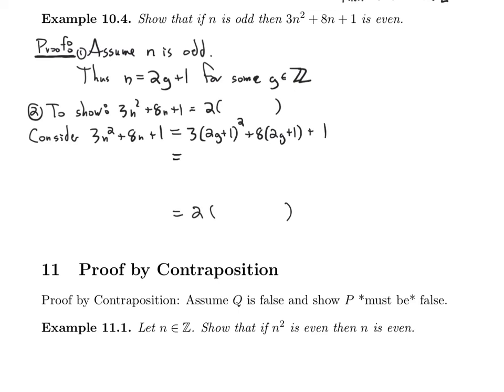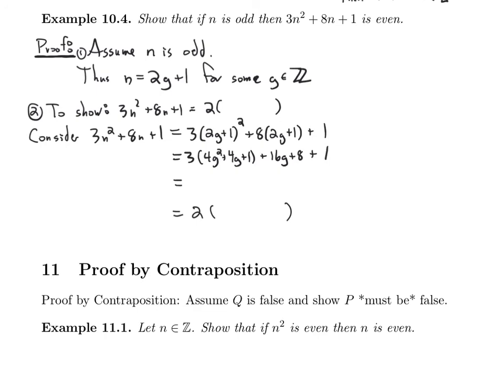Okay, so let's multiply this out. From the previous slide, we know what 2g plus 1 squared is. It's 4g squared plus 4g plus 1. You could do a little multiplication on the side to remind yourself if you like. So this is 3 times 4g squared plus 4g plus 1. And here we have 8 times 2g plus 1. So this is going to be 8 times 2g. I know what that is. That's 16g. I'll just multiply this out. Why not? Plus 8 plus 1.